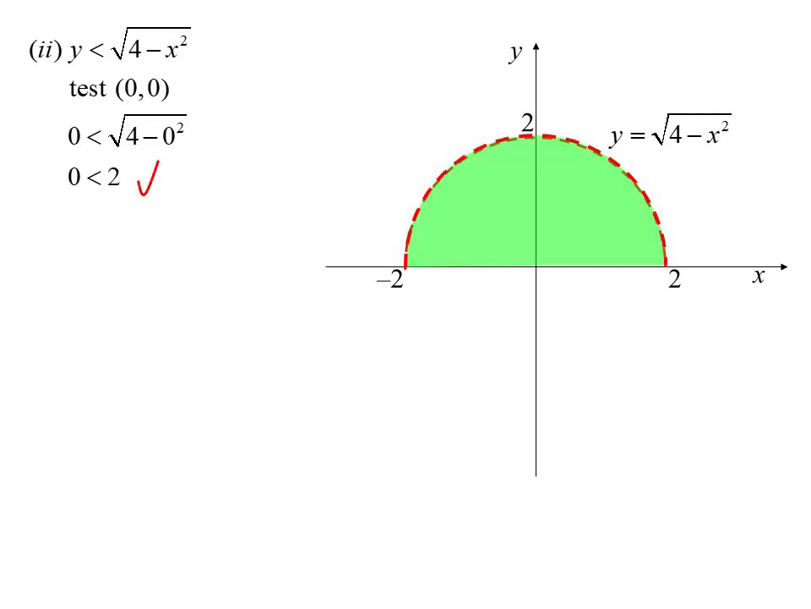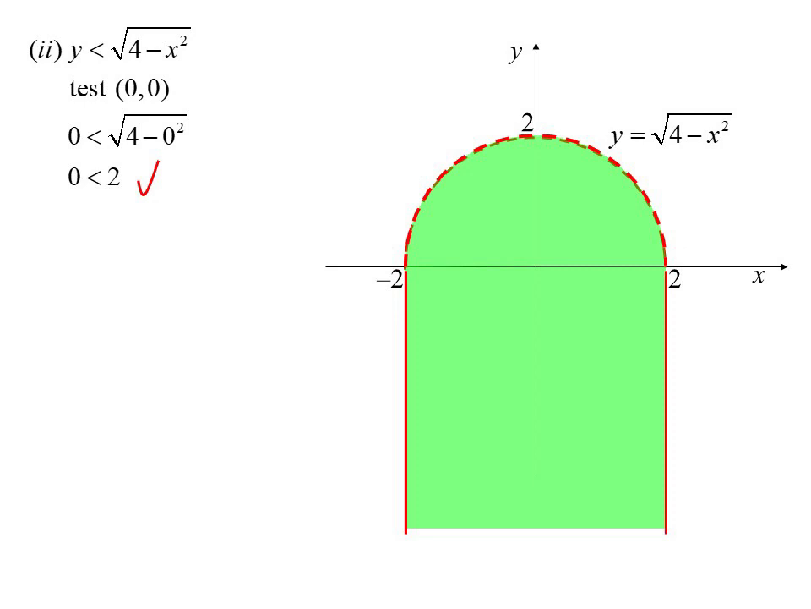Is 0 less than 2? Well, yes, it is. So I do know I'm inside the semicircle, but that's what I'm saying. What happens below the x-axis? That is what we do. Because remember, with this one, we have a domain.